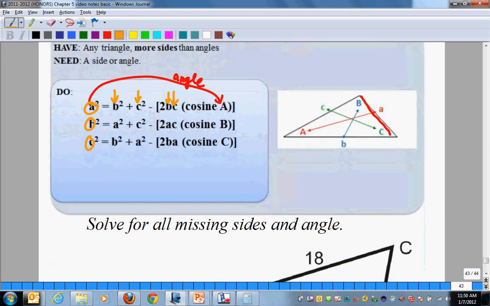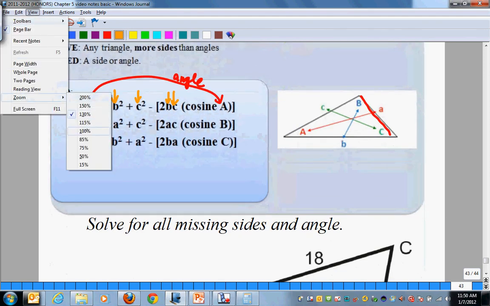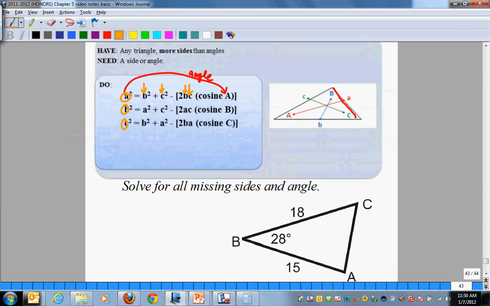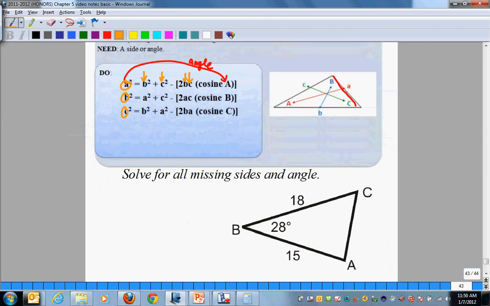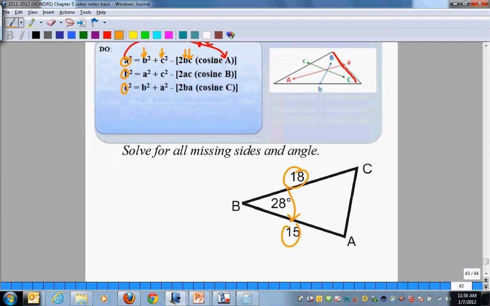So here's a scenario where we have more sides than angles. So this is where we're going to use law of cosines.